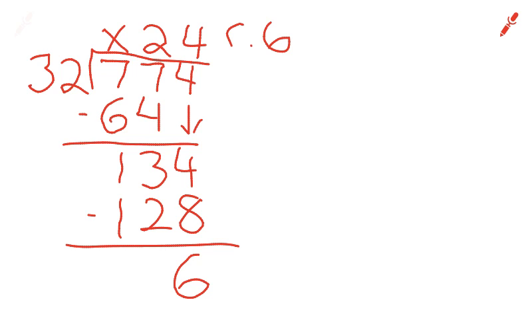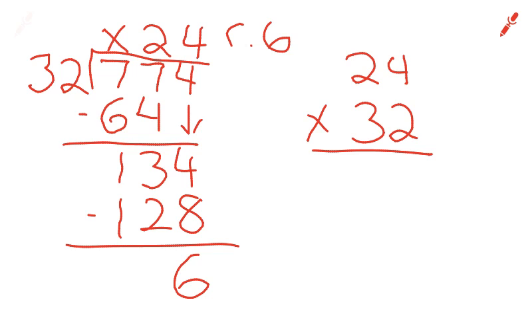The directions told us to divide and check, so let's go ahead and check. We're going to take our 24 and multiply it by 32. 24 times 32. Let's start by doing our spray of the 2 to the 4 and then the 2 to the 2. 2 times 4 gives us 8. 2 times 2 gives us 4. And we start with 48. Then we need to put a 0 here.